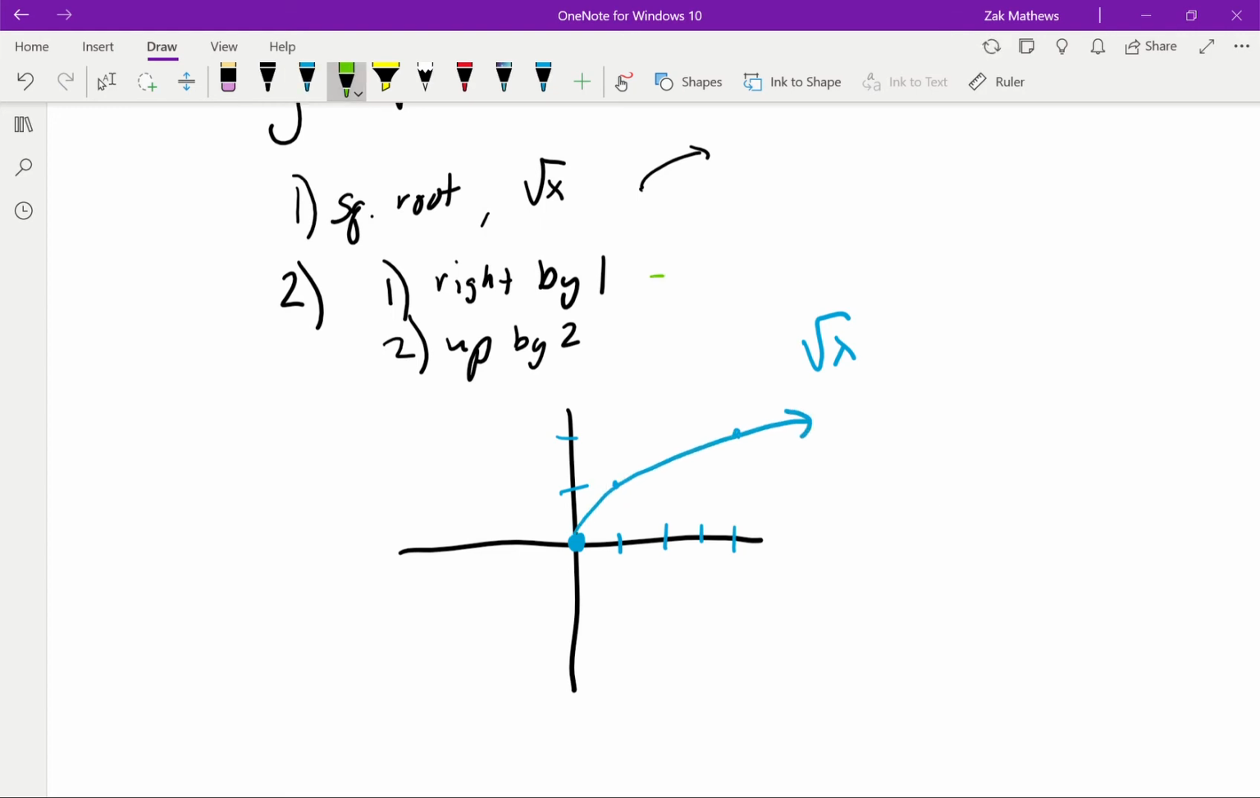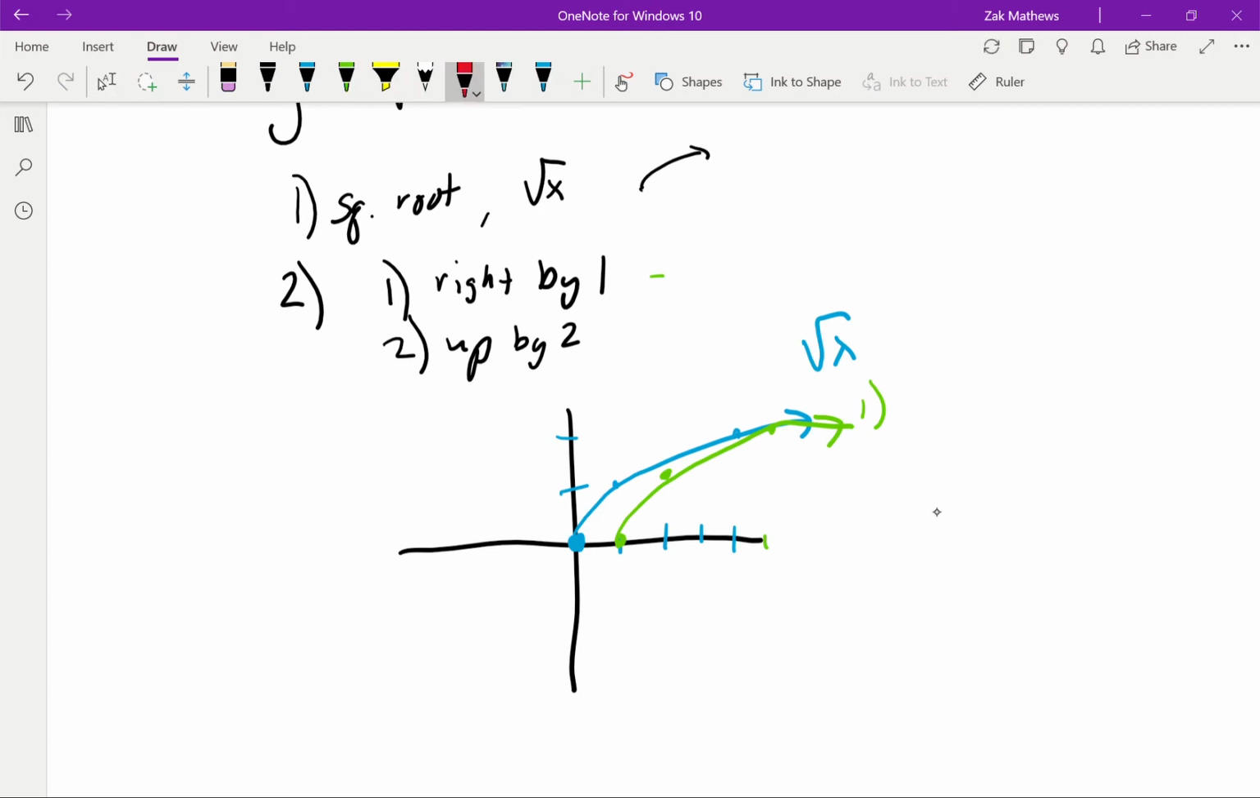The first thing I have to do is go right by 1. I'm going to take every single point and shift it to the right by 1. And so now I have this picture. Just shift it over to the right.